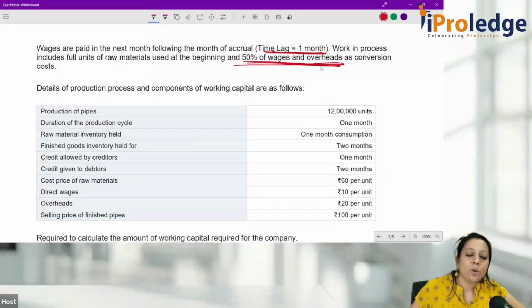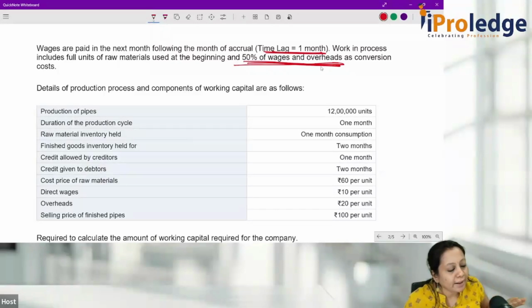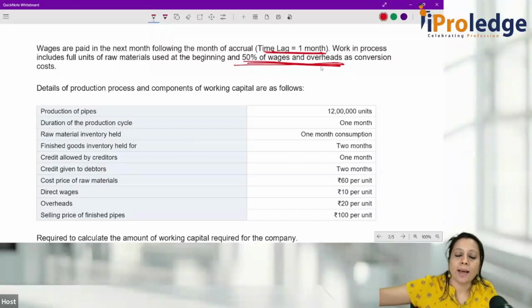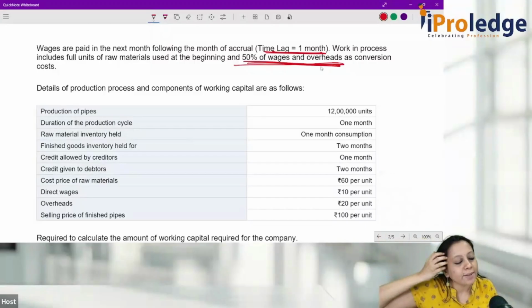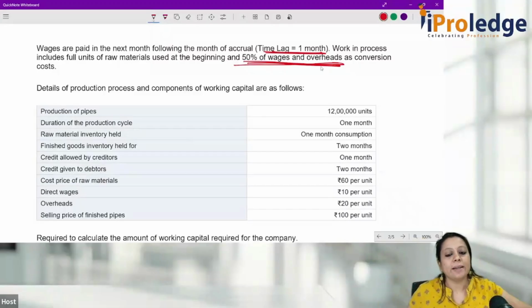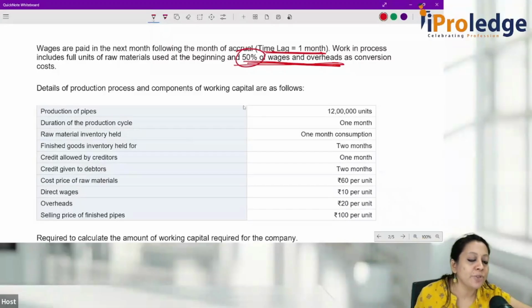So labor and overheads, will it be fully paid? No. Raw material fully I need for starting my table. Full raw material I need. But labor and overheads, see, they will be working on other tables, chairs. They will be working on cabinets, other interiors also. So that is why we will take only 50% on an average. Even if it is not given in a question, we need to write the assumption and then we should take 50% for wages and overheads as far as work in progress is concerned.